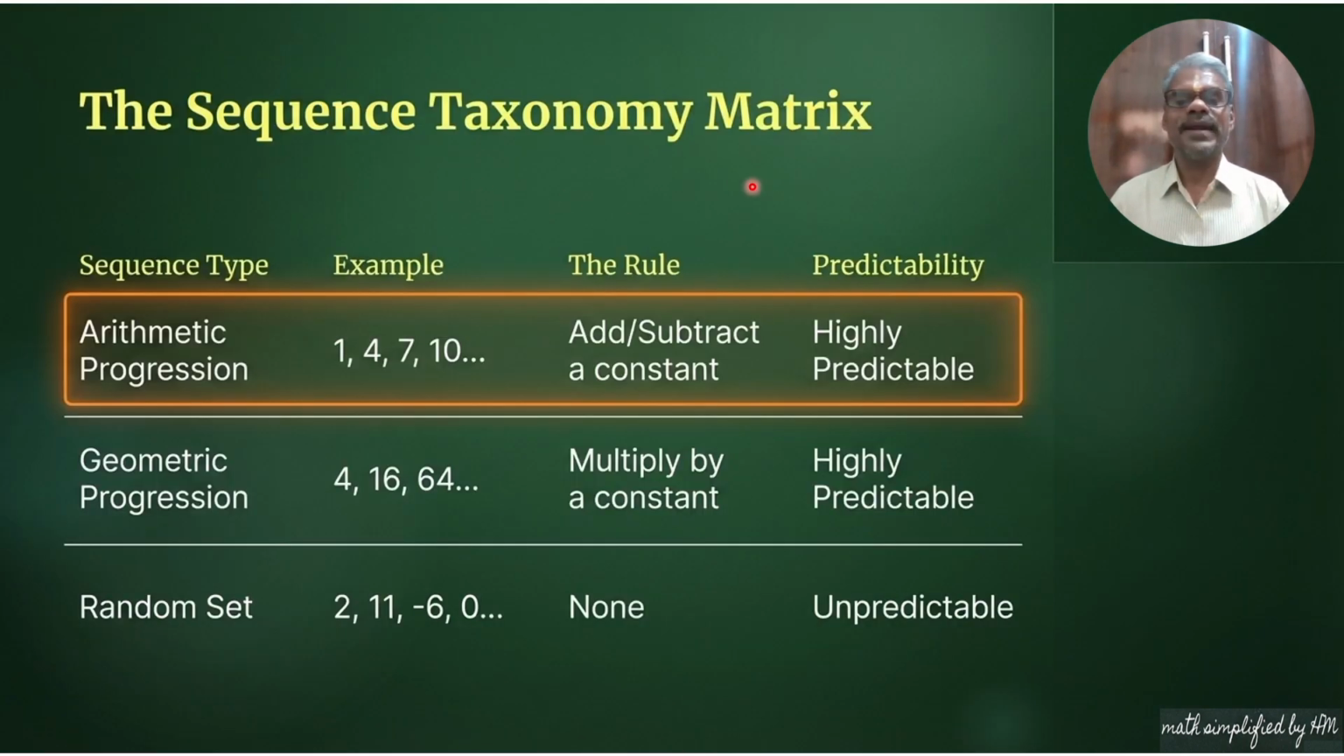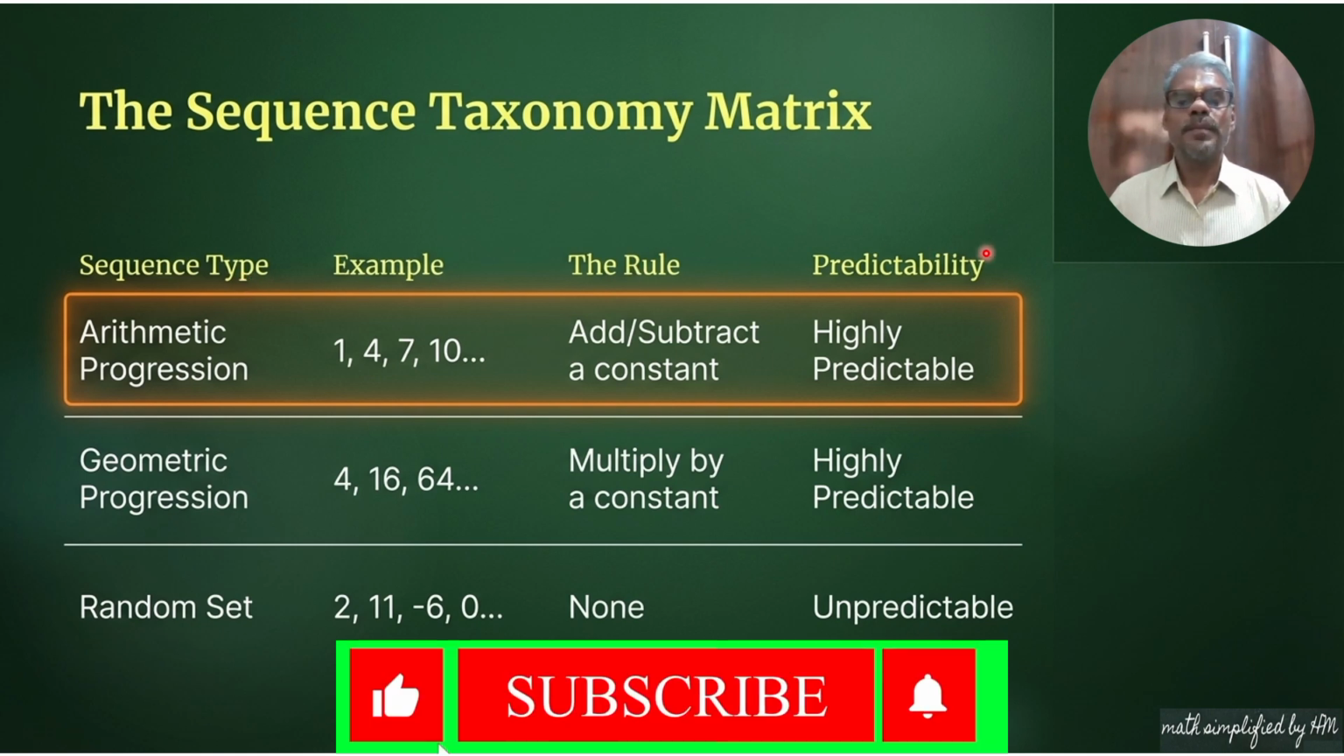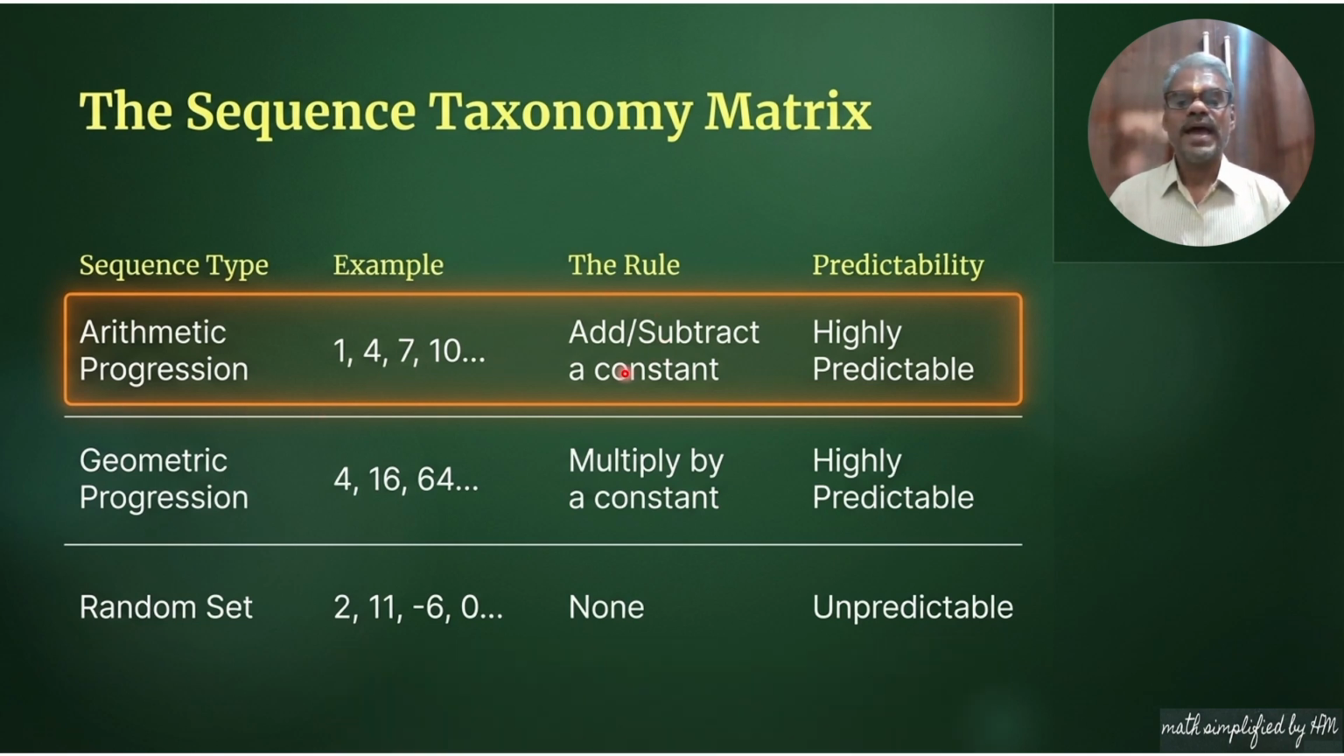The sequence taxonomy matrix. Sequence type, example, the rule, predictability. Arithmetic progression 1, 4, 7, 10. The rule: add or subtract a constant. Highly predictable. Geometric progression 4, 16, 64. Multiply by a constant. Highly predictable. Random set 2, 11, minus 6, 0. There is no rule and it is unpredictable.